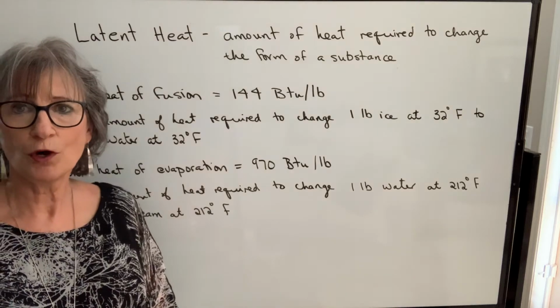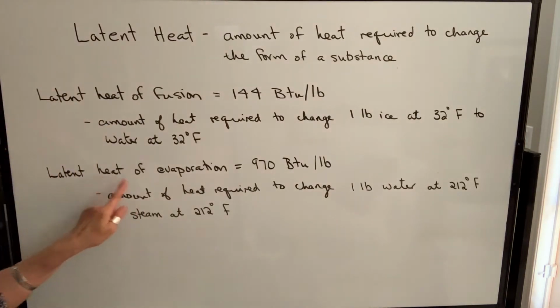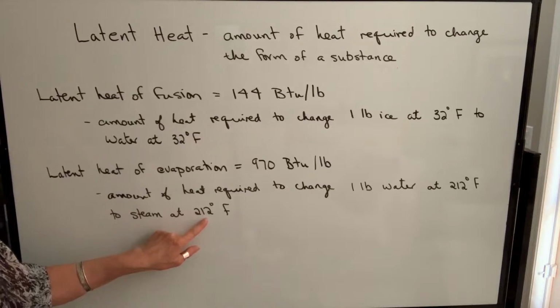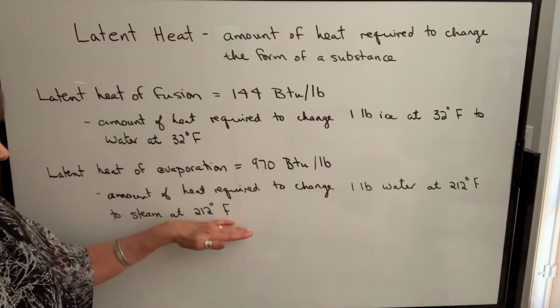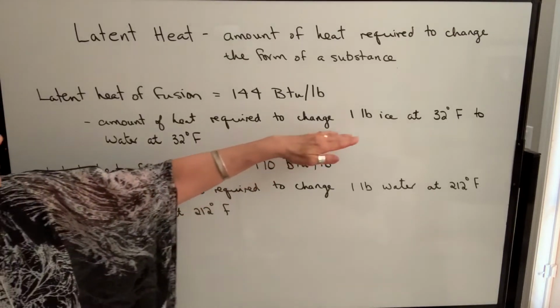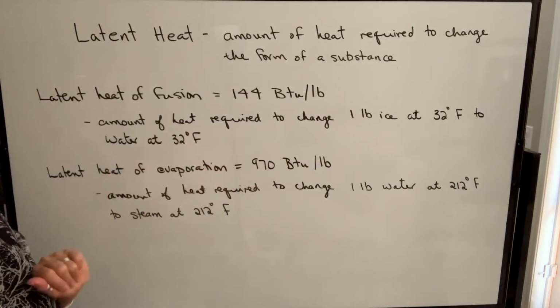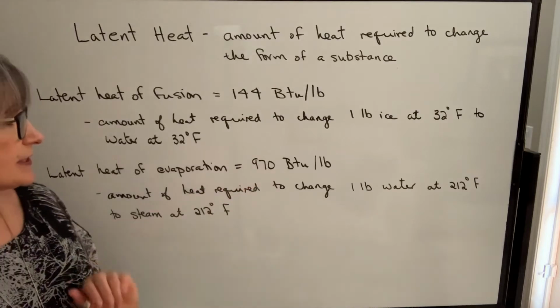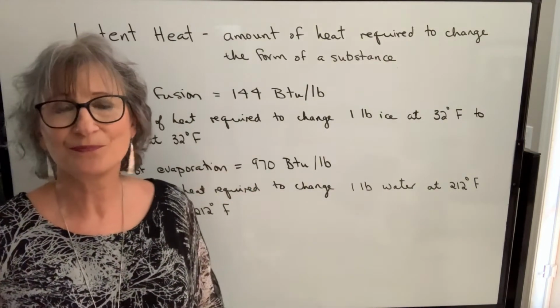Similarly, if we were changing water to steam, that's called latent heat of evaporation, which is the amount of heat required to change 1 pound of water at 212 degrees Fahrenheit to steam at 212 degrees Fahrenheit. That's the temperature where water changes to steam. This is the temperature where ice changes to water. And the value for the latent heat of evaporation is 970 BTUs per pound.